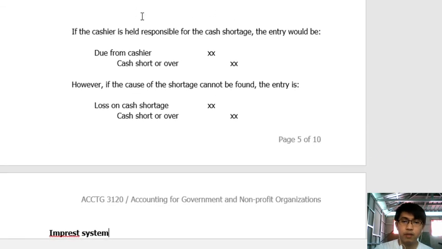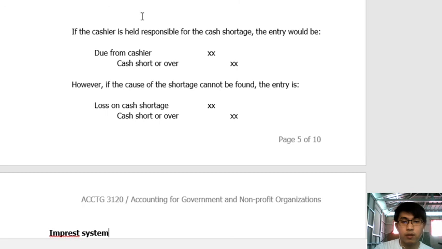So, may note dito, if the cashier is held responsible for the cash shortage, you need to set up the receivable due from cashier. Dahil sa kanya yung responsibility on the cash shortage, debit due from cashier, and then you credit cash short or over for 500 pesos, for example. Yung due from cashier is a receivable account. So, receivable mo kay cashier. Si cashier ay magbabayad sa iyo in the future. So, pwedeng salary deduction or other modes.